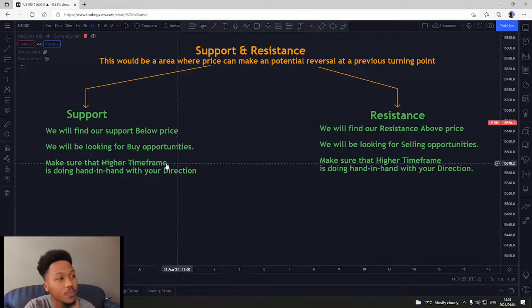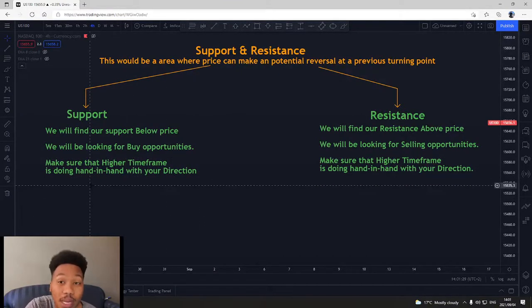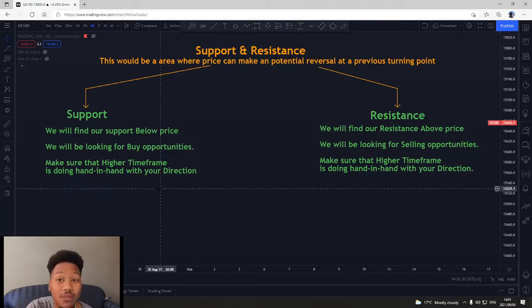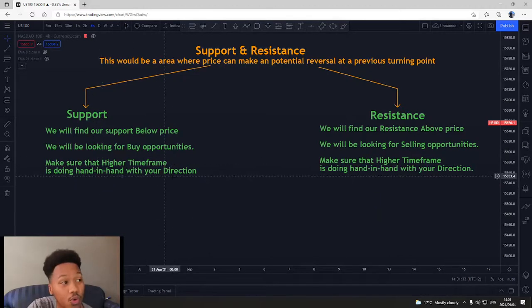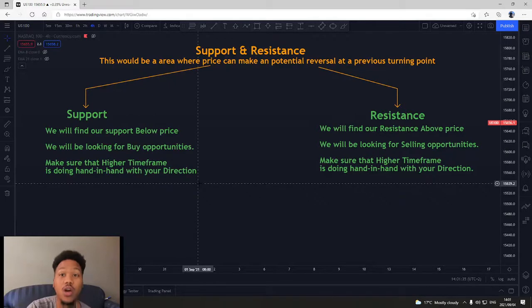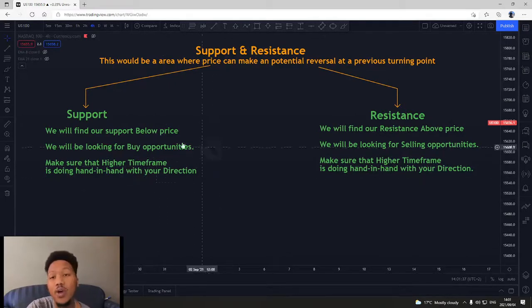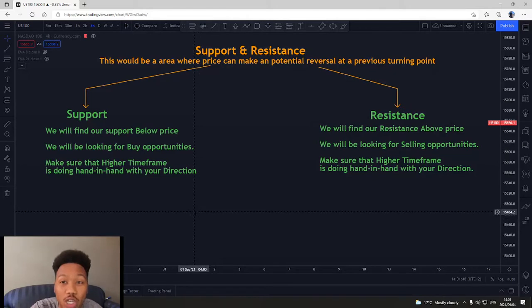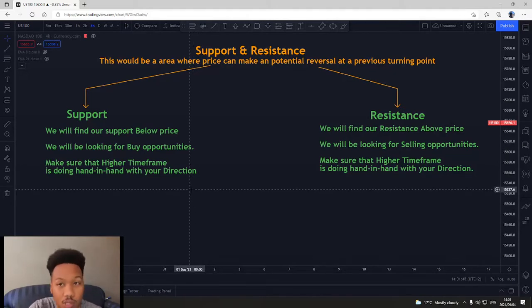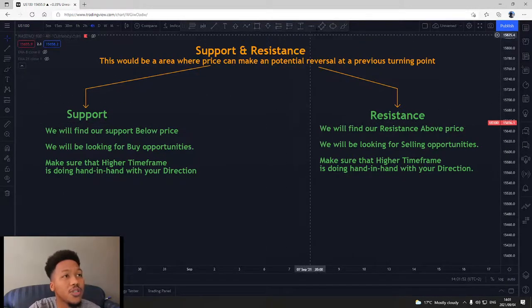Last thing, always make sure that your higher time frame is going hand in hand with your direction. It's important, when it comes to our support areas, always make sure that your structure is bullish. Okay, now let me show you what I'm basically saying over here.